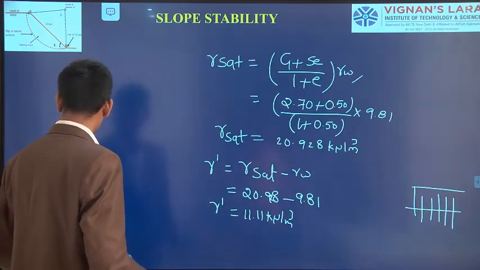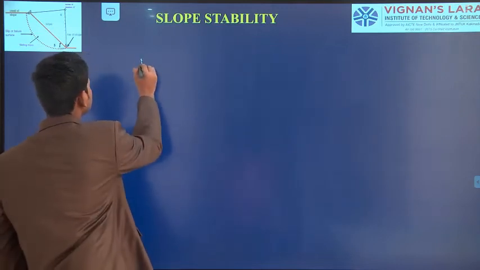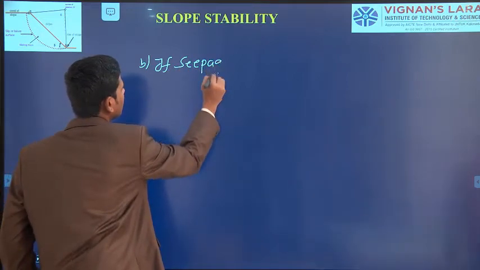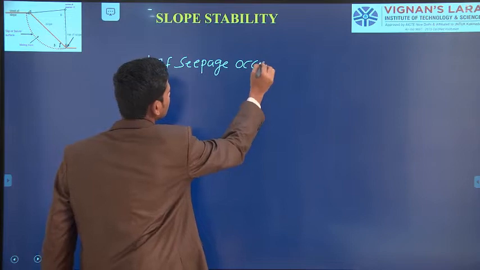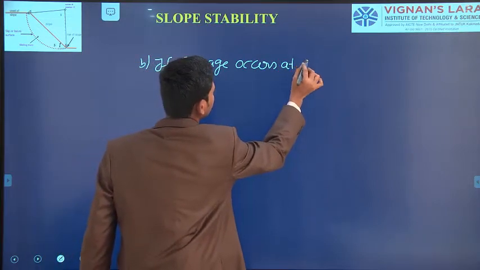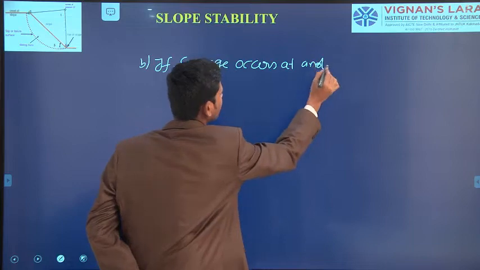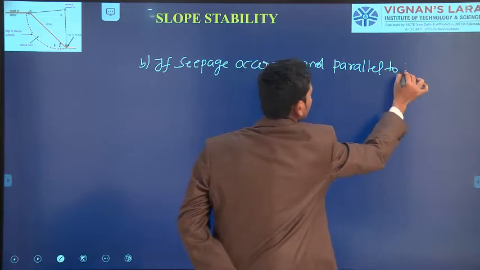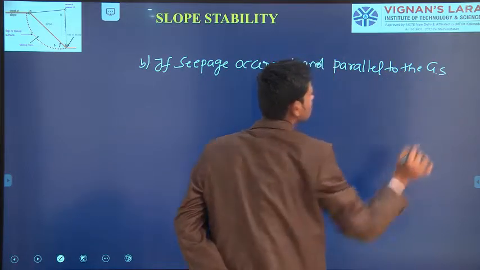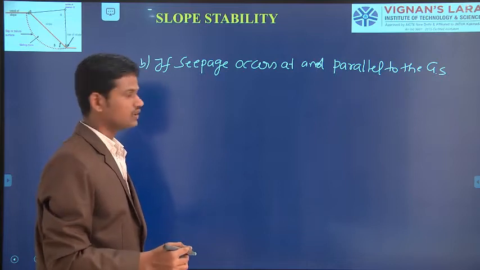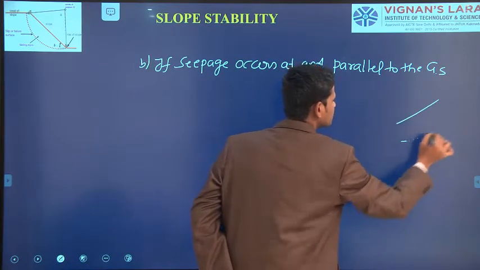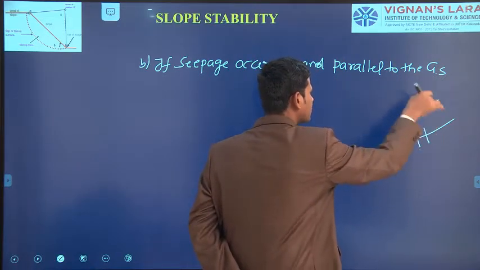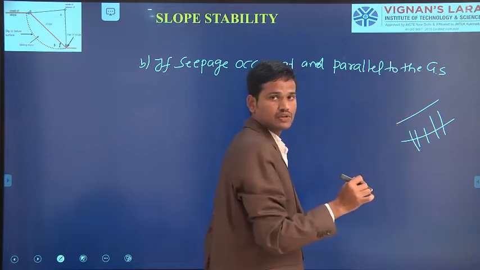The second condition is if seepage occurs at and parallel to the ground surface. This is the second condition given in the problem. That means, suppose you consider this as our inclination of slope. For this inclination of slope, the seepage is parallel to the ground surface.